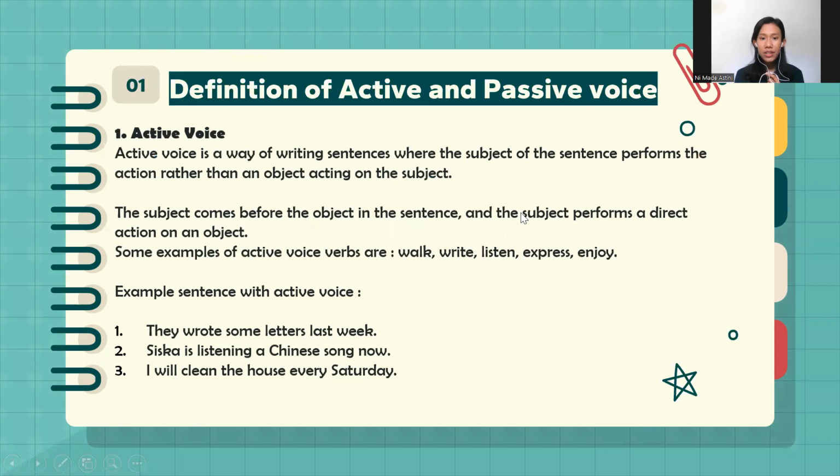What is the definition of active and passive voice? So active voice is a way of writing a sentence where the subject of the sentence performs the action rather than an object acting on the subject. The subject comes before the object in the sentence, and the subject performs a direct action on an object.